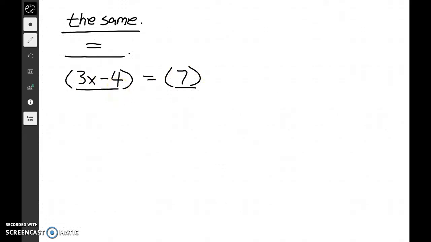With equations, we know that whatever is on one side is always equal to whatever is on the other side. Whether it be an expression, which would be the entire thing you see on the left side, 3x minus 4, and the number or constant would be 7. So it could be a constant equal to an expression. It doesn't always have to be an expression equal to an expression.